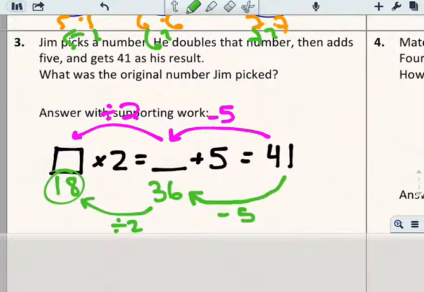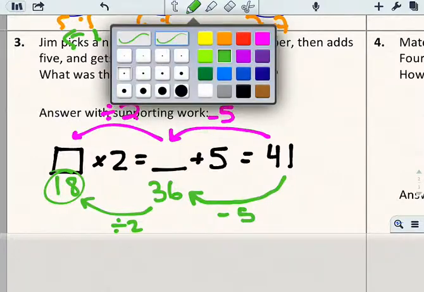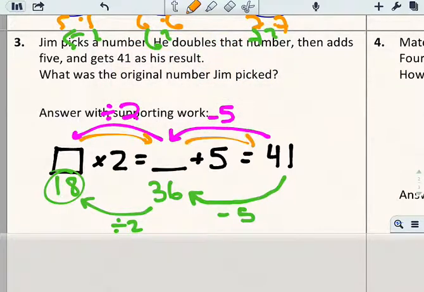So again, it's kind of a review. If we know how to go forward from that number, we should know how to go backwards too, right? So 18 was the number that he actually picked.